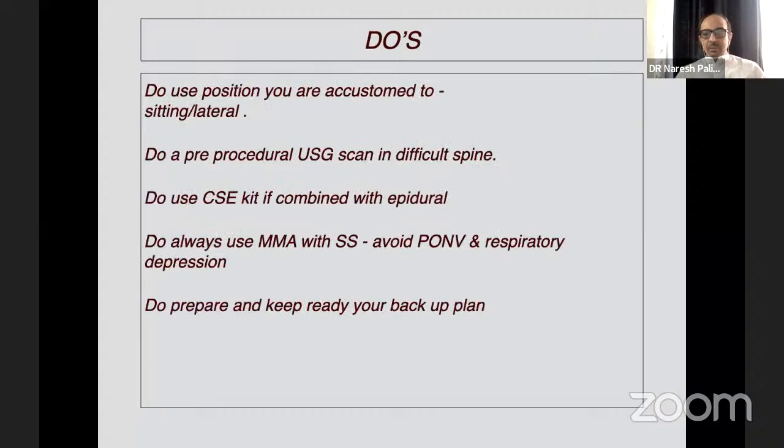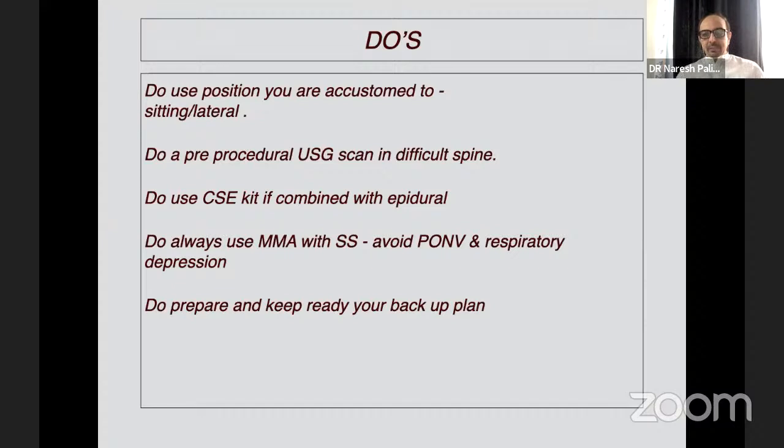Always use the position you are accustomed to in giving spinal, either sitting or lateral, unless there is a special indication for using special positions. Do a pre-procedure ultrasound scan in difficult spine cases. That can be helpful to know if there is any abnormality in the spine, skeletal abnormality, or the depth of the interlaminar space. Do use a CSE kit if you are combining it with epidurals for more safety and ease of doing it. Do always use multimodal analgesia with segmental spinals.